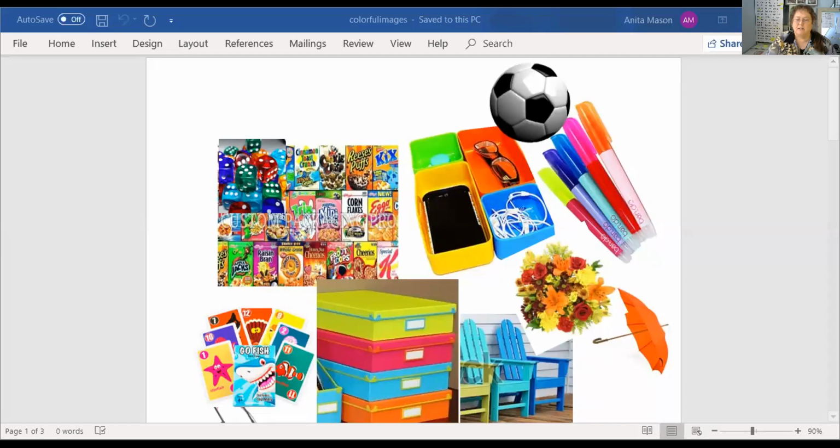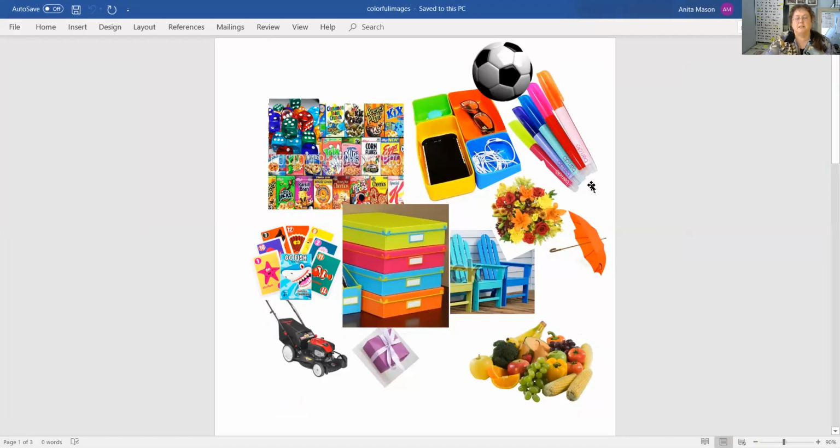Okay, so here is a, can I make this bigger? Yes, I can. So here is a very colorful picture of all sorts of items. So we're going to play I Spy using direct objects and indirect objects. So I'm going to see if I can get my little annotating thing.